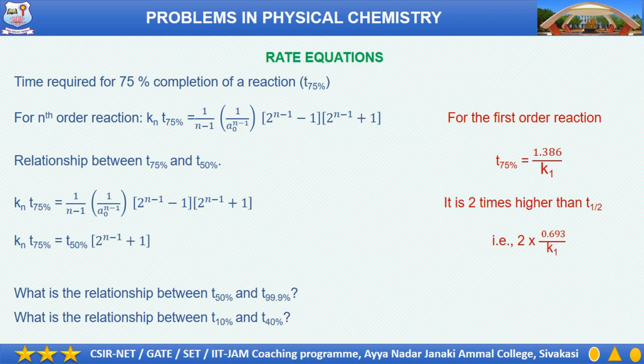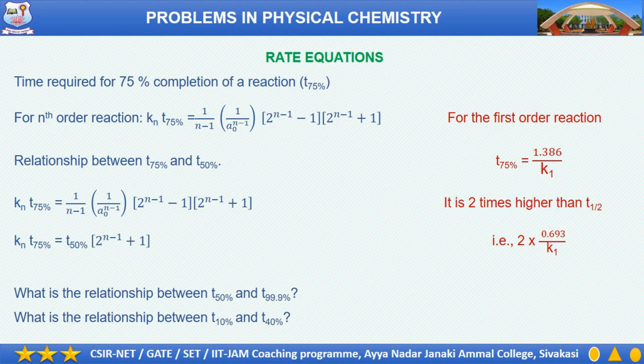They may ask, what is the relationship between T 50% and T 99.9%, or T 10% and T 40%. This general equation cannot be applied. For that, you should go by the individual rate equation from which we can calculate, and we will work out some problems in this also.